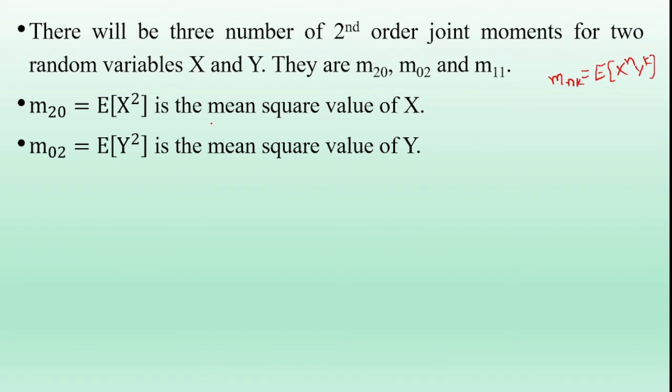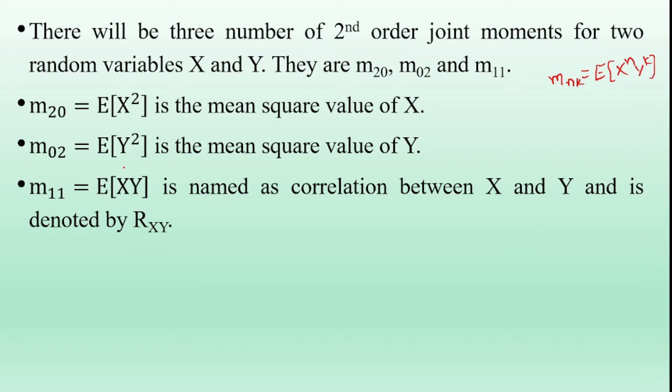And next second order moment is m02. So in this equation substitute n is equal to 0 and k is equal to 2, we get m02, which is equal to expectation of y square. So m02 and expectation of y square is the second order moment of the random variable y, which is the mean square value of the random variable y.